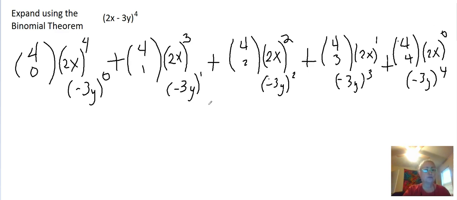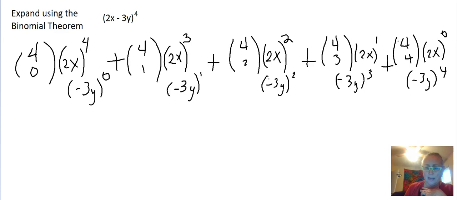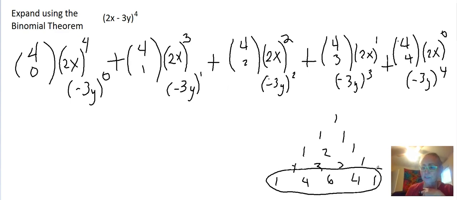So the first thing I need to do is figure out how I am going to calculate these combinations. I could use the formula. Remember the formula? n choose r is n factorial over r factorial times n minus r factorial. Or, the way I want to do it is look at the triangle. So I need the row of Pascal's triangle that has the 4 in it. So I go 1, 1, 1, 1, 2, 1, 1, 3, 3, 1, 1, 4, 6, 4, 1. There it is. Those are the combinations that I need.